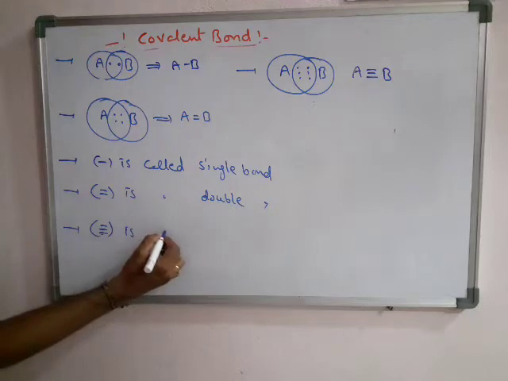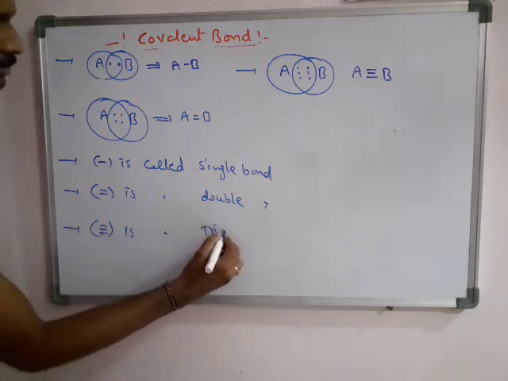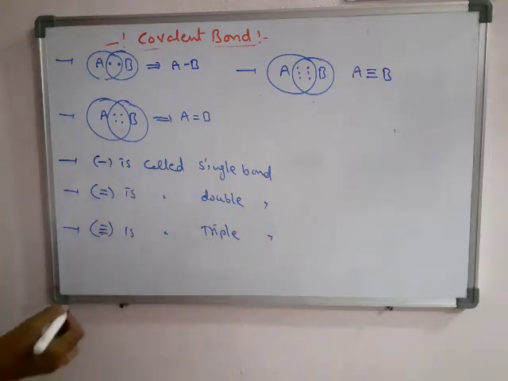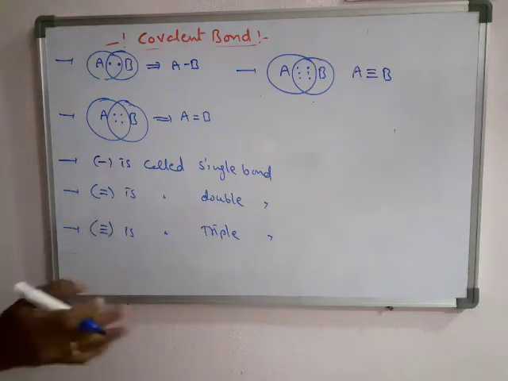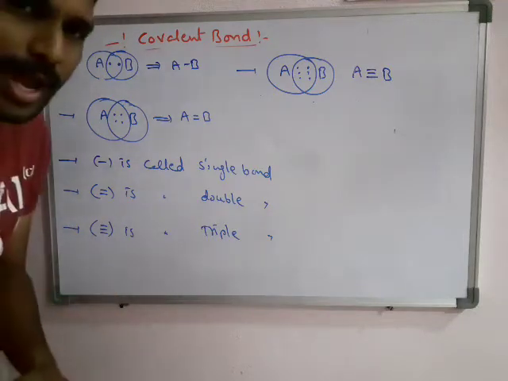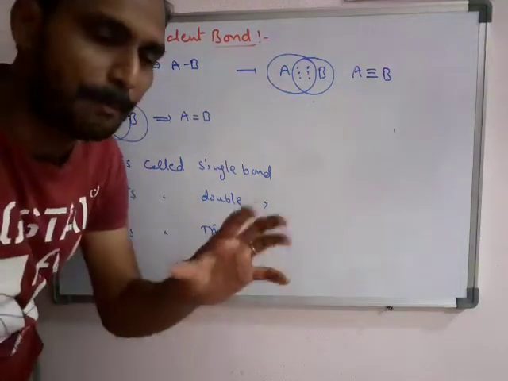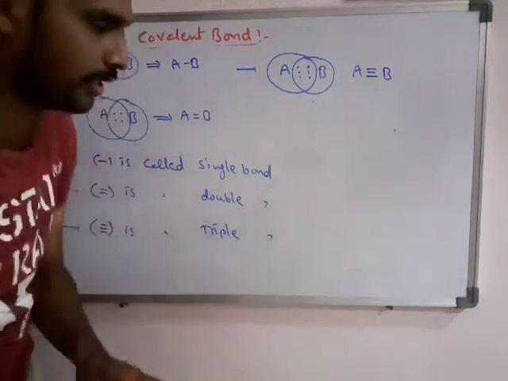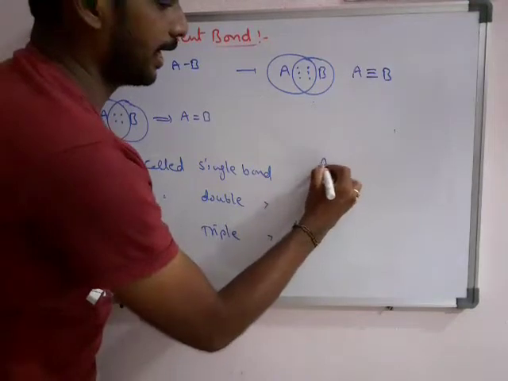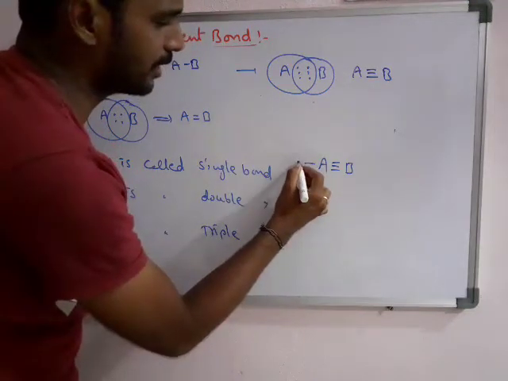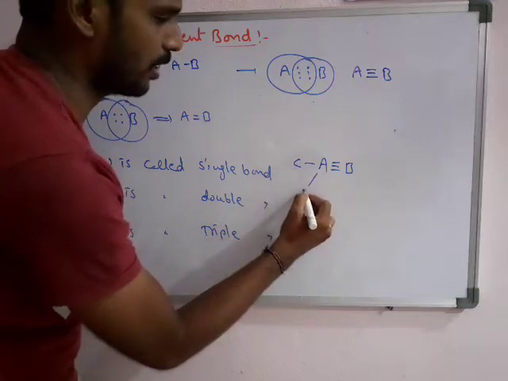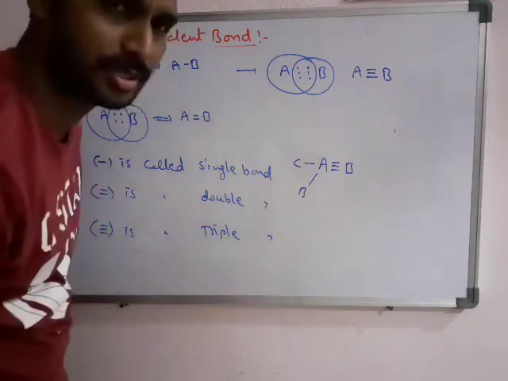Three lines is called a triple bond. So the maximum number of bonds between two atoms is only 3. Between the two atoms, not by an atom, between the two atoms. For example, between A and B there can be a maximum of 3 bonds. A can form another bond with C. A can form another bond with B too.